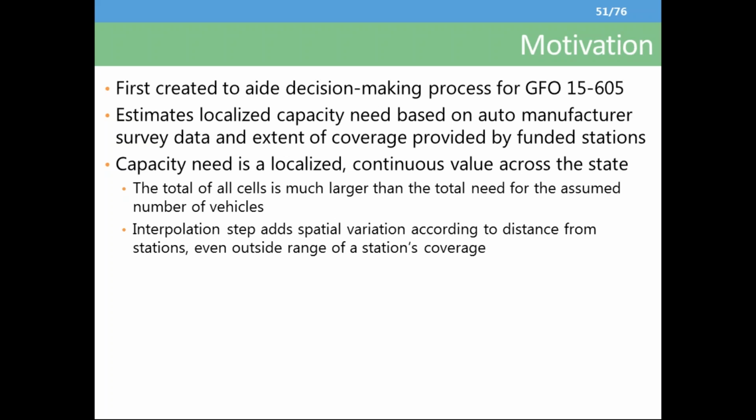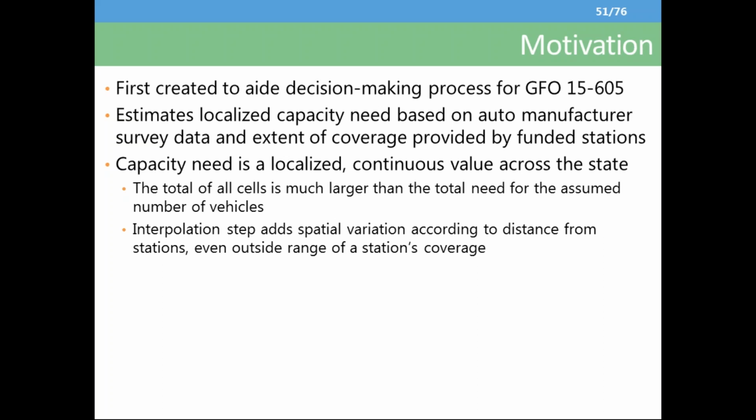Essentially, it distributes all the vehicles from the annual survey across the evaluation cells in the state, and it uses fairly standard assumptions for daily consumption of hydrogen from fuel cell electric vehicles. It then compares that consumption rate locally to the installed or funded hydrogen station capacity in the same area. This provides a localized, continuous value across the state.